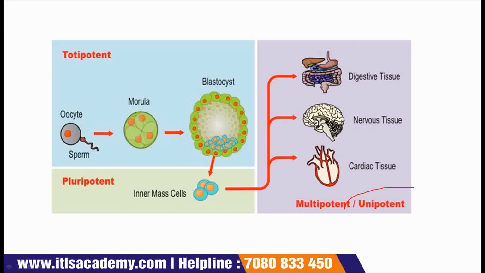Next come unipotent cells. Unipotent cells are a type of cell that can give rise to only one kind of cell. Like, if we take the example of a hematopoietic stem cell, it will give rise to only cells related to blood or the hematopoietic system.